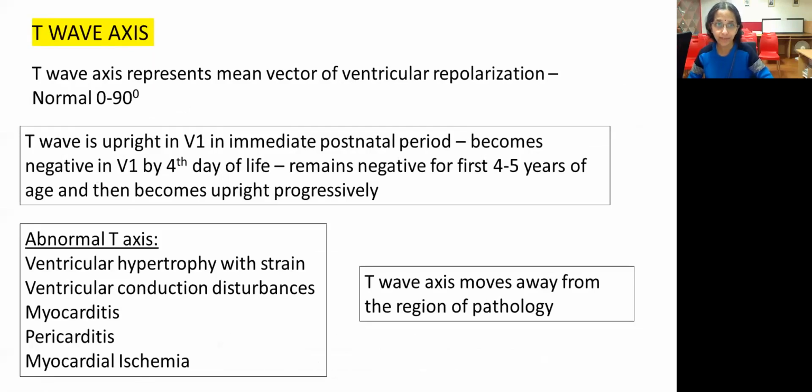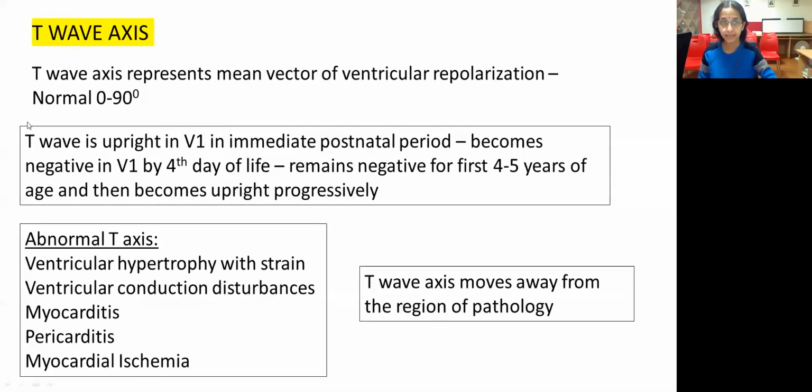Similarly, you have the T wave axis. Now, the T wave axis, as you understand, is the ventricular repolarization. So the T wave axis represents the mean vector of ventricular repolarization. And normally it is between 0 to 90 degrees, which correlates with your QRS axis. So remember that the QRS axis and the T wave axis are usually in the same direction.